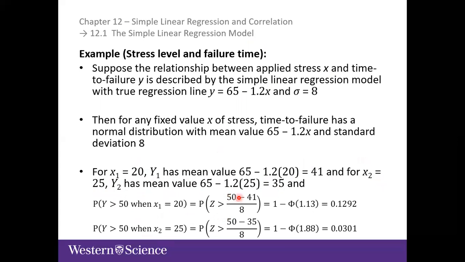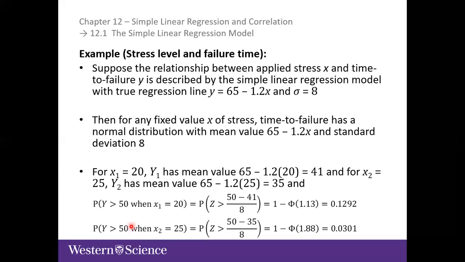So 50 is the threshold value we are looking at. The mean value at 20 is 41. The variance is constant as 8. So the standard deviation is constant, 8. So we can calculate the value of z and use the z table. Because this is an exceedance probability, it is 1 minus the CDF value of z. Then we can obtain about 13%.